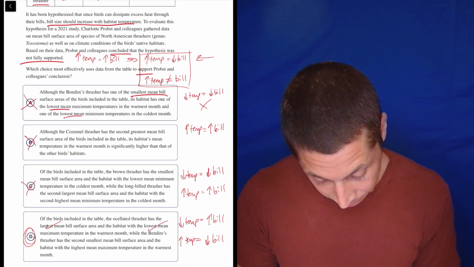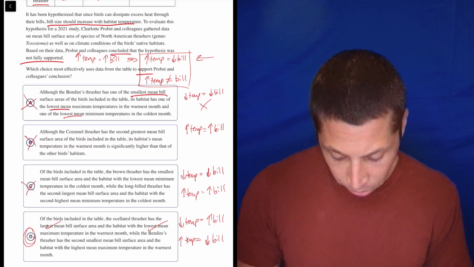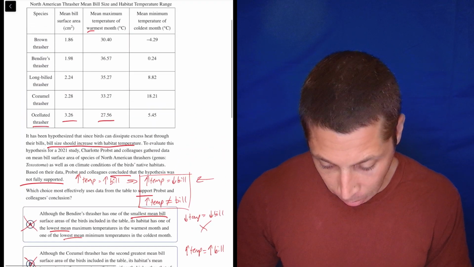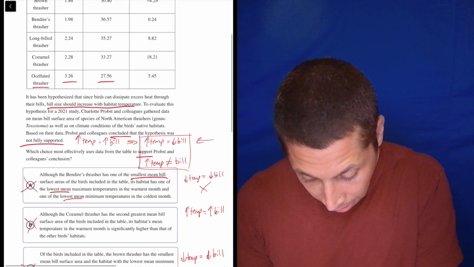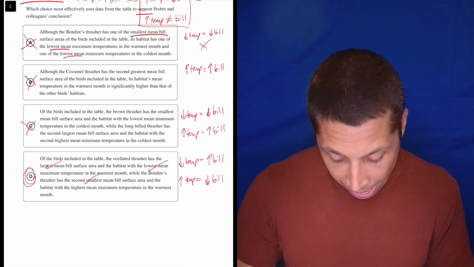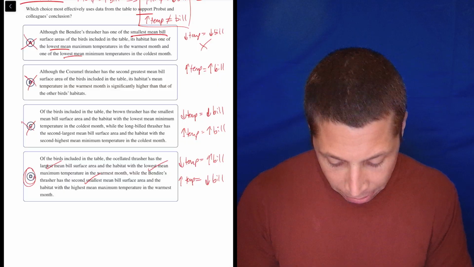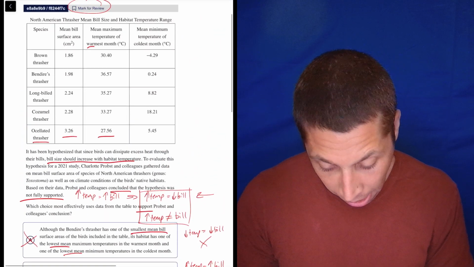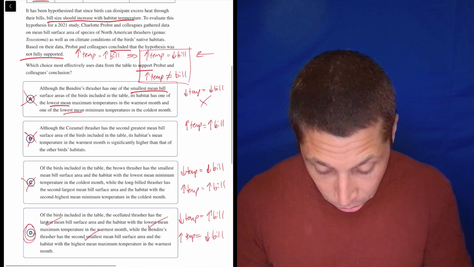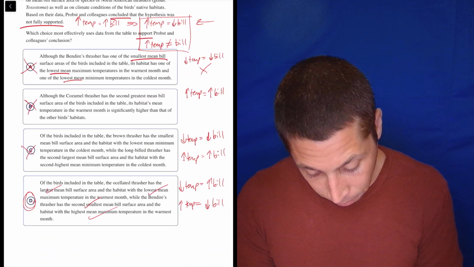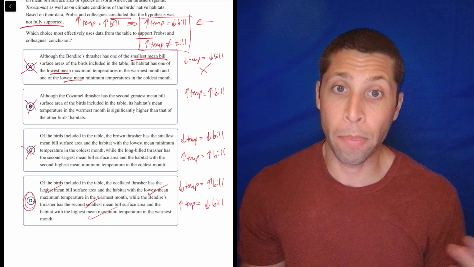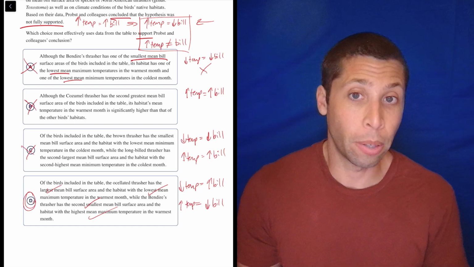So check. While the Bendire's thrasher has the second smallest mean bill surface area. So Bendire's is second smallest. Bendire's, second smallest. Yep, looks good. 198, so second smallest. Check. And the habitat with the highest mean maximum temperature in the warmest month. Highest mean maximum temperature in the warmest month. Yes, that's also true. 36.57. So there you go. It's factually true. It matches the relationship that I was hoping for. And so there we go.